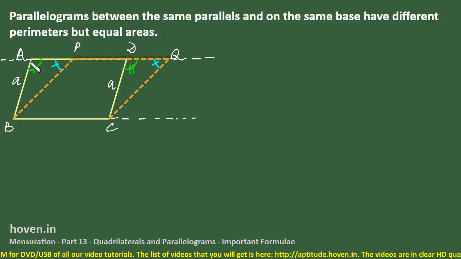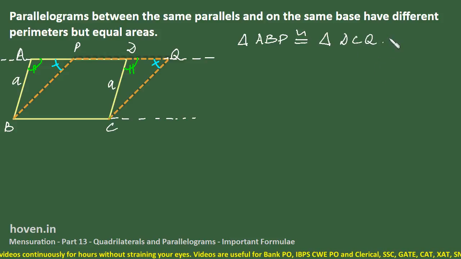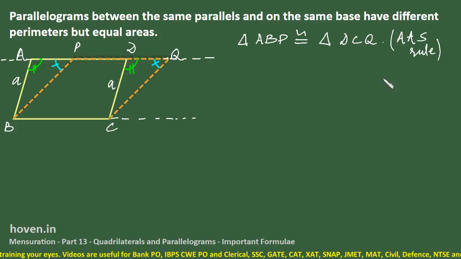Now we can assert that the triangle ABP, back to A, is congruent to this triangle DCQ, back to D. These two are congruent because two angles, this corresponding angle and this corresponding angle, and one side, this A, is equal. So we can write triangle ABP is congruent to triangle DCQ. The reason is the angle, angle, side rule.